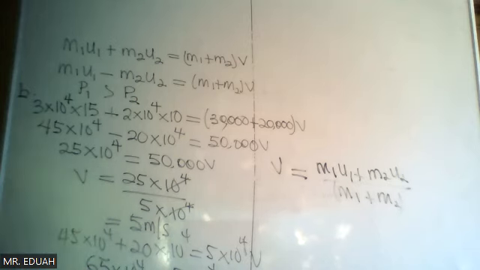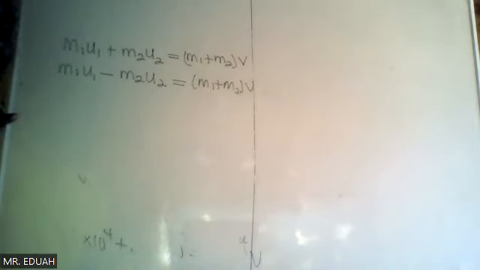Okay, so we are looking at perfectly inelastic collision. In a perfectly inelastic collision, the two bodies join, forming a unit or a single body, and move with a common velocity V.